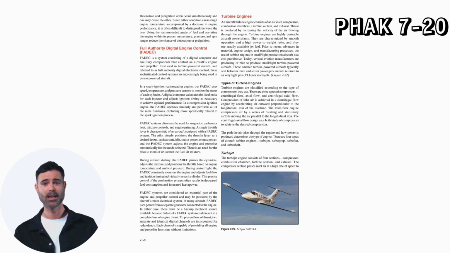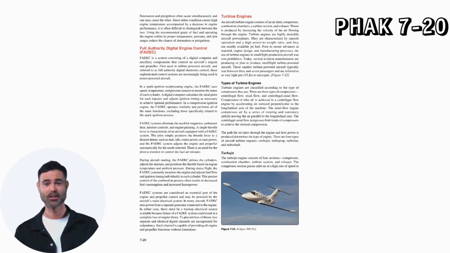Prior to recent advances in material, engine design, and manufacturing processes, the use of turbine engines in small, light production aircraft was cost-prohibitive. Today, several aviation manufacturers are producing or plan to produce small, light, turbine-powered aircraft. These smaller turbine-powered aircraft typically seat between 3 and 7 passengers and are referred to as very light jets, VLJ, or microjets.